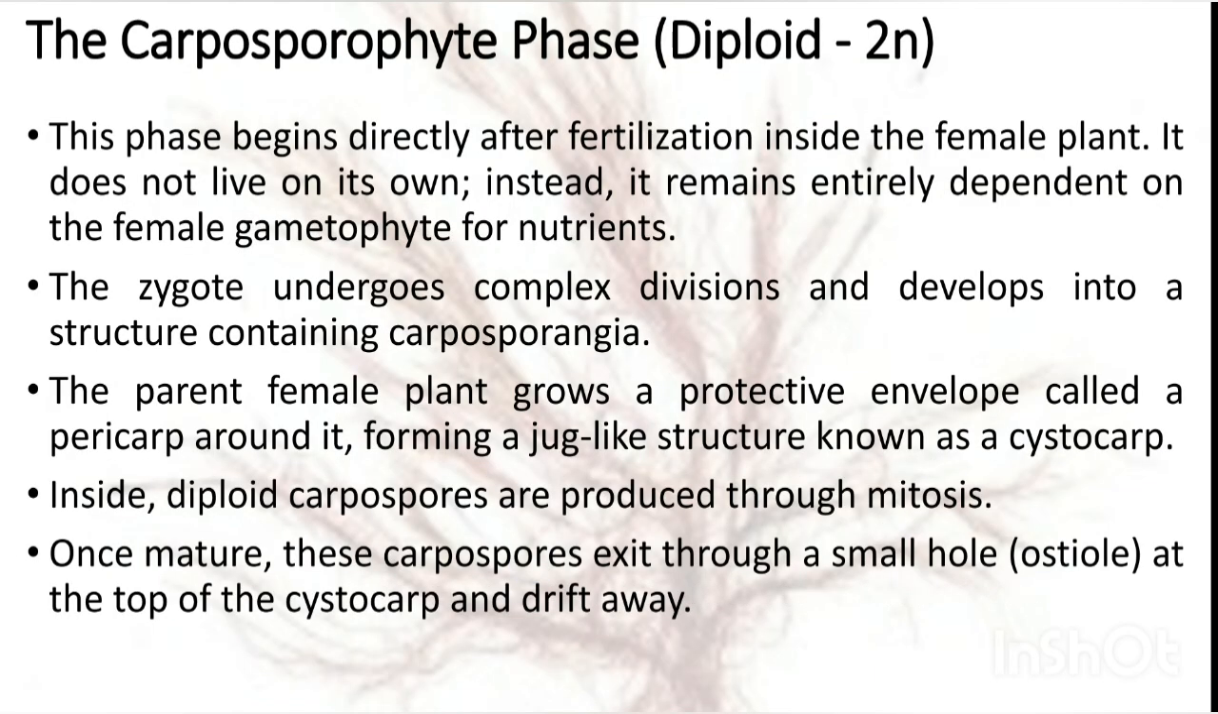Next, the diploid phase. This phase begins directly after fertilization inside the female plant. It does not live on its own. Instead, this stage remains entirely dependent on the female gametophyte for their nutrients. So this is the dependent phase.